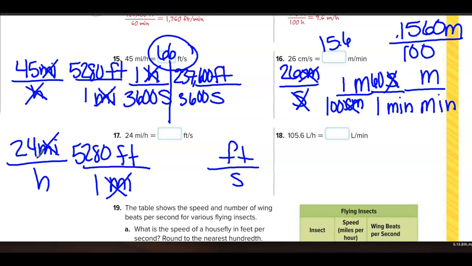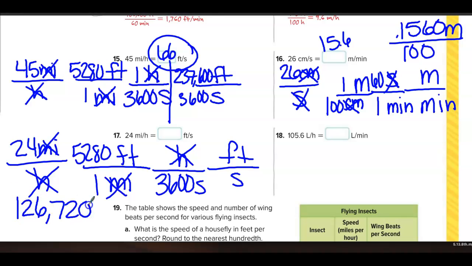I start off with hours on bottom, so I'm going to put it on top. There are 3,600 seconds in an hour. I can cross off my hour labels. So now I multiply on the top part, 24 times 5,280. I get 126,720 feet over 3,600 seconds. So since I end up with a number on top of a number, I divide, and I get the answer of 35.2 feet per second.